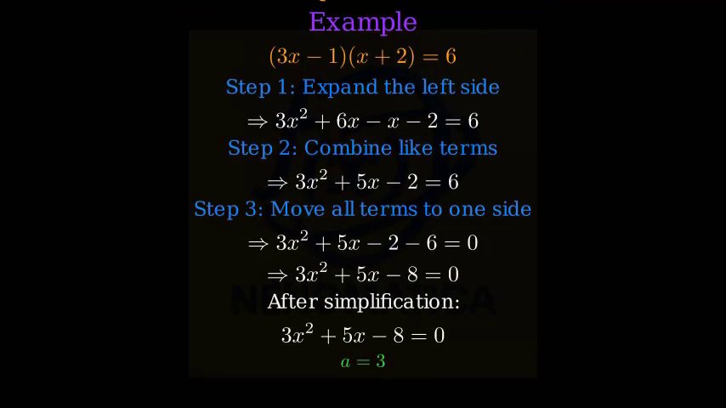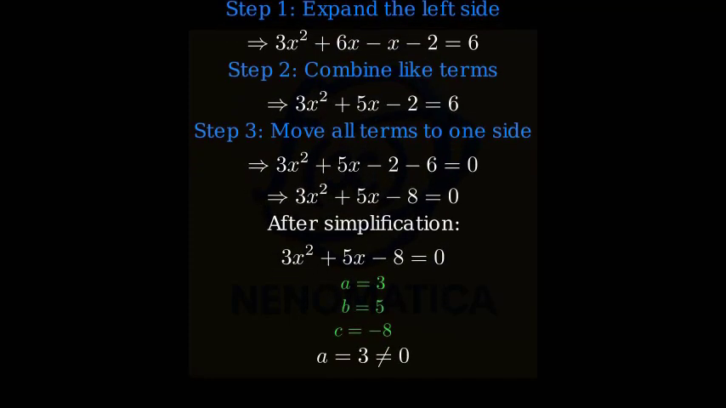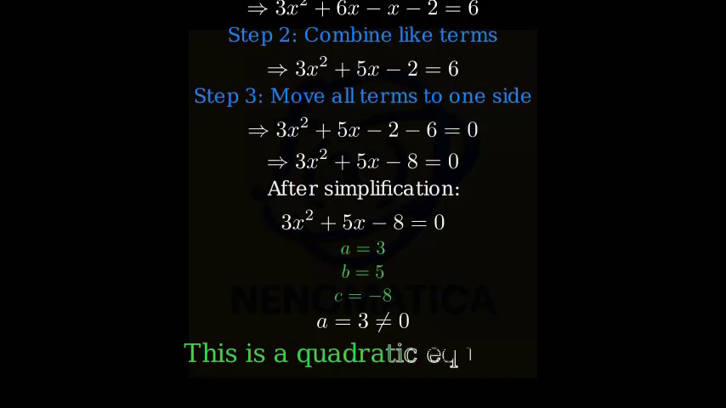After simplification, the equation takes the form 3x squared plus 5x minus 8 equals 0. Looking at this equation, we can identify that a equals 3, b equals 5, and c equals negative 8. Since a is not equal to 0, it is 3, this is indeed a quadratic equation.